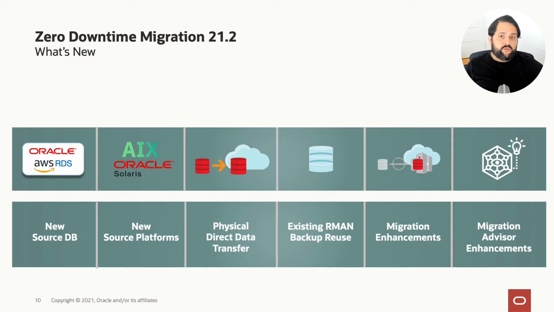Because normally what ZDM would do is create L0 and L1 RMAN backups and then transfer them to a backup location. And again, I'll explain more about the actual workflow in a bit. And then use those backups to instantiate a target, right?